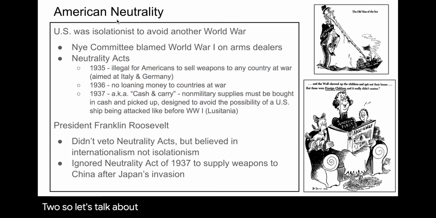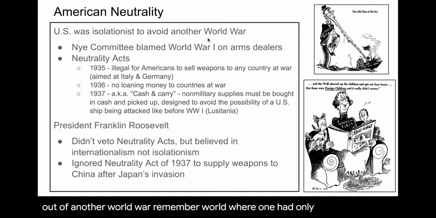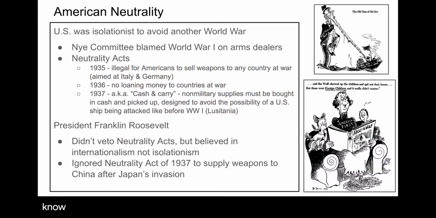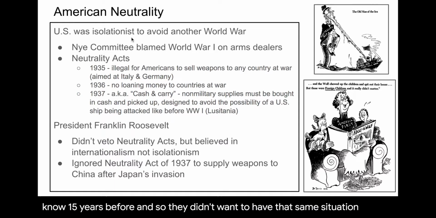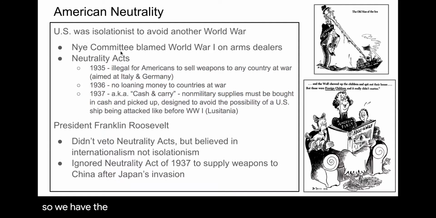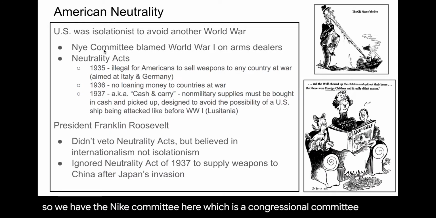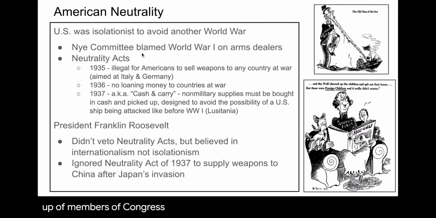All right, so let's talk about American neutrality and why America was remaining neutral. So, first of all, the United States was what's called isolationist. That means that they didn't really want to get involved in world affairs because they wanted to stay out of another world war. Remember, World War One had only happened 15 years before, and so they didn't want to have that same situation again. So we have the Nye Committee here, which is a congressional committee made up of members of Congress, and they investigated what happened with World War One.